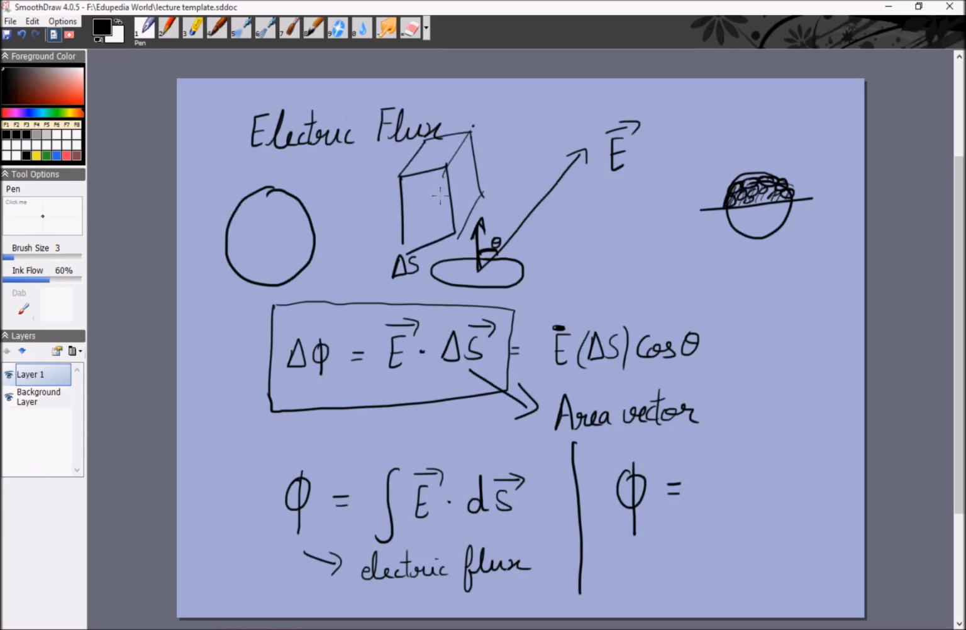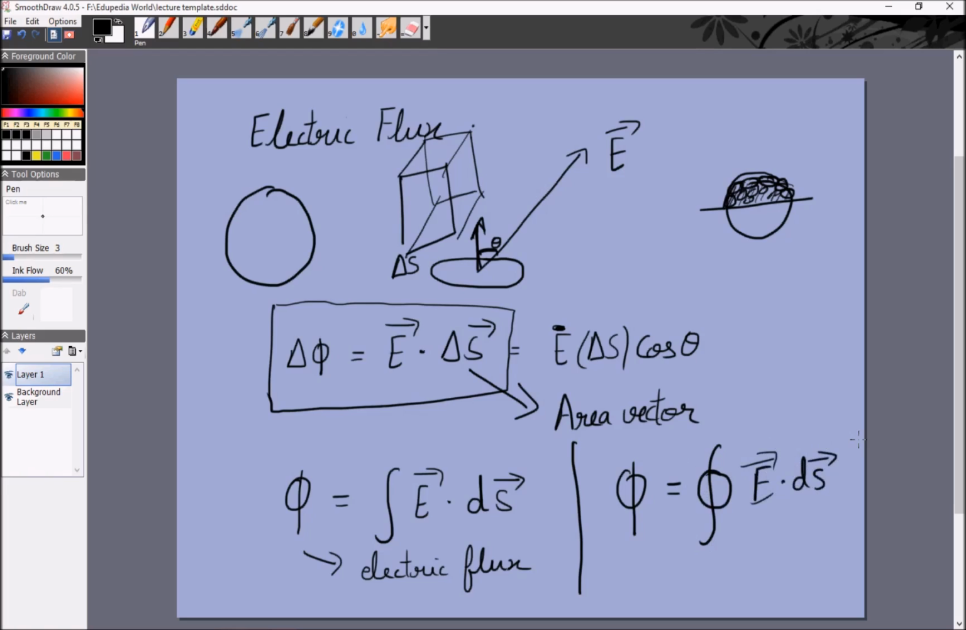a three-dimensional cube, right? But if we wanted to calculate the flux through a closed surface, then the sign we use in the integral is that we put a circle over it to denote that this integral is over a closed surface.